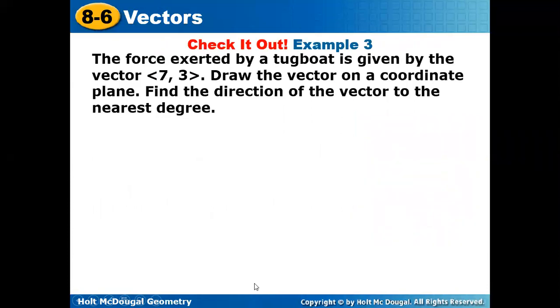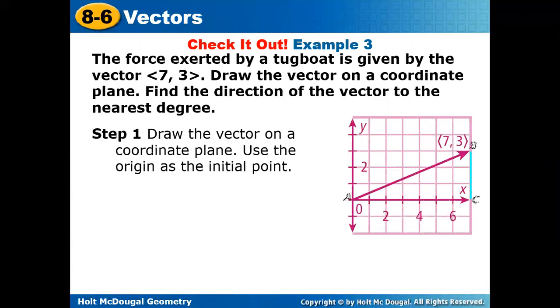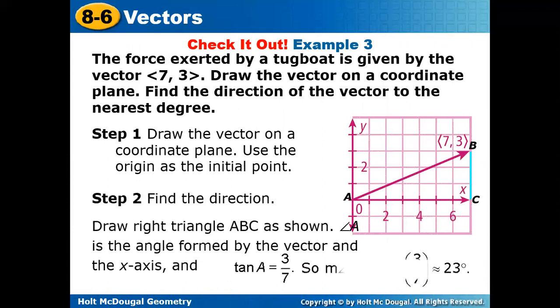Check it out, 3. Now check your answer. You can solve it directly. We said y over x, 3 over 7, tan negative 1 of 3 over 7.